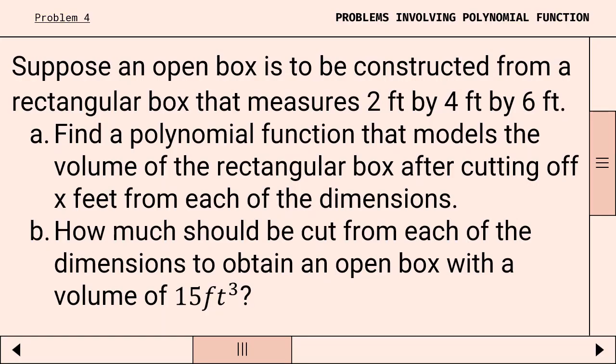Now for our problem number 4, suppose an open box is to be constructed from a rectangular box that measures 2 feet by 4 feet by 6 feet. Now our task is to find a polynomial function that models the volume of the rectangular box after cutting off x feet from each of the dimensions. And for the second task, how much should be cut from each of the dimensions to obtain an open box with a volume of 15 feet cubed?